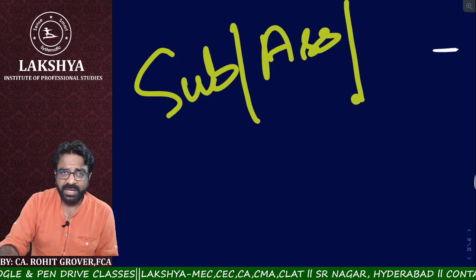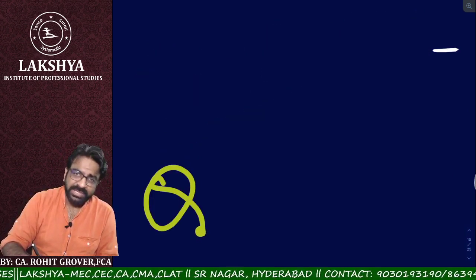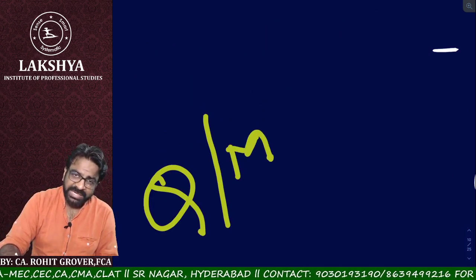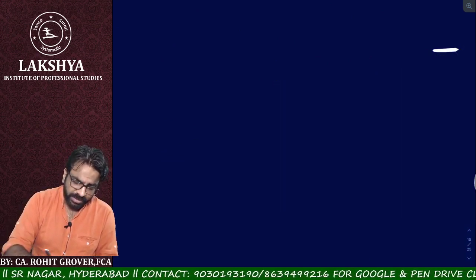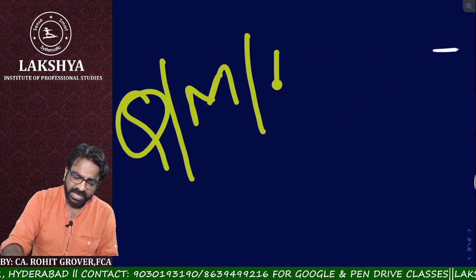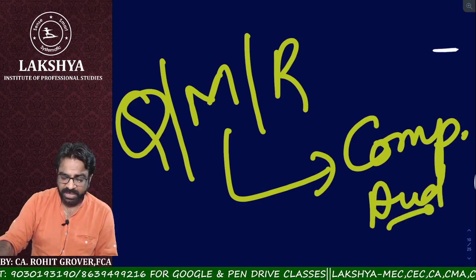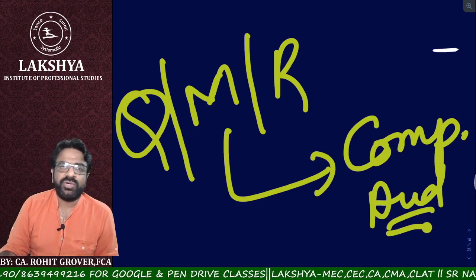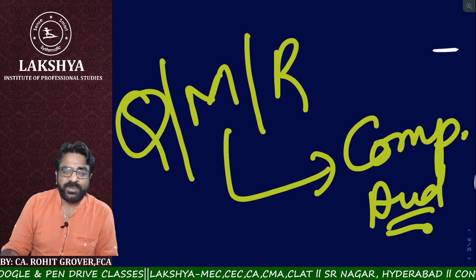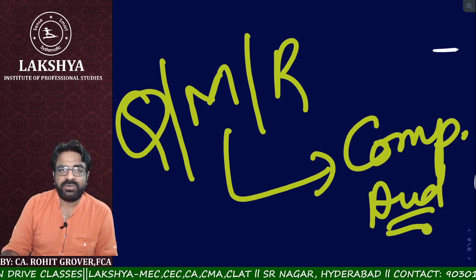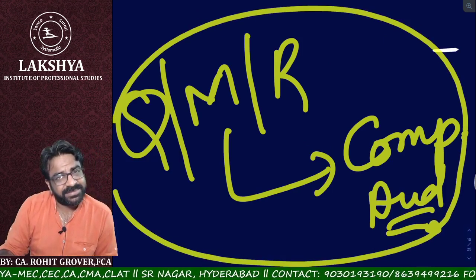means what? Subsidiary, associate or joint venture, any kind of qualification, any kind of modification, any kind of reservation is being kept by the component auditor. Component auditor means either a subsidiary auditor, a joint venture auditor or an associate auditor. Then what is the responsibility? The consolidated financial auditor should not ignore that, even though it is an immaterial subsidiary.